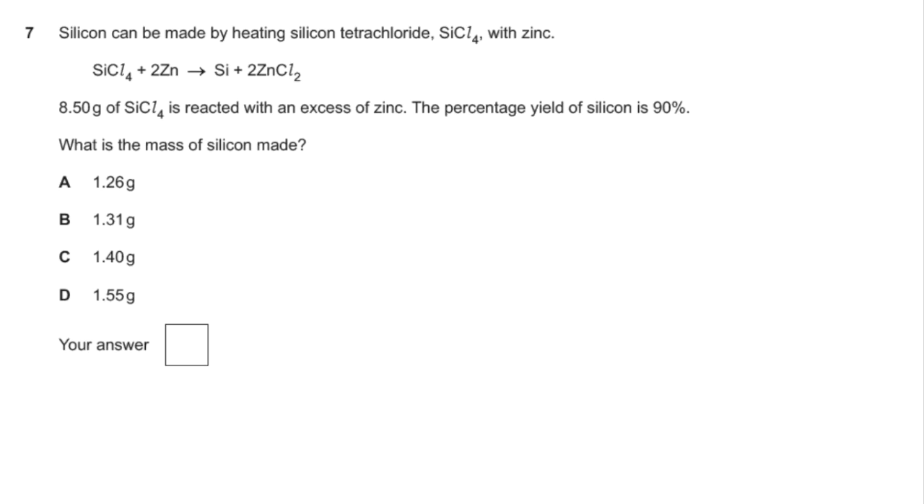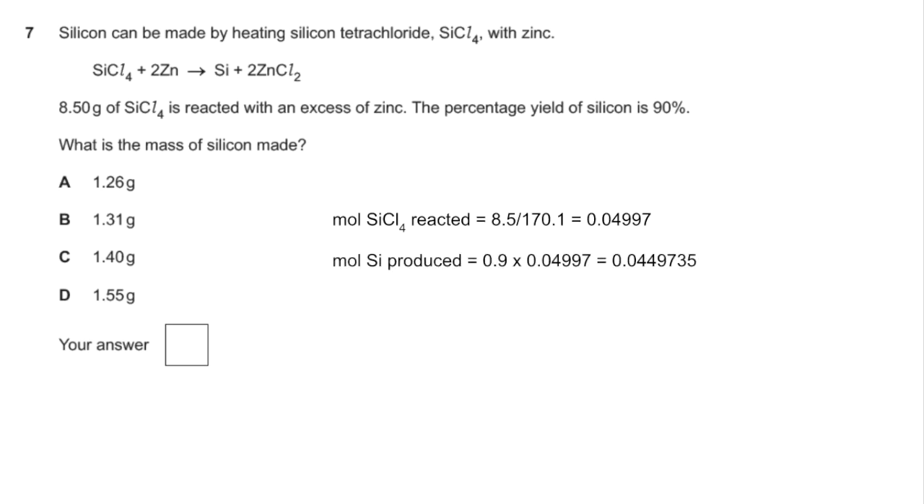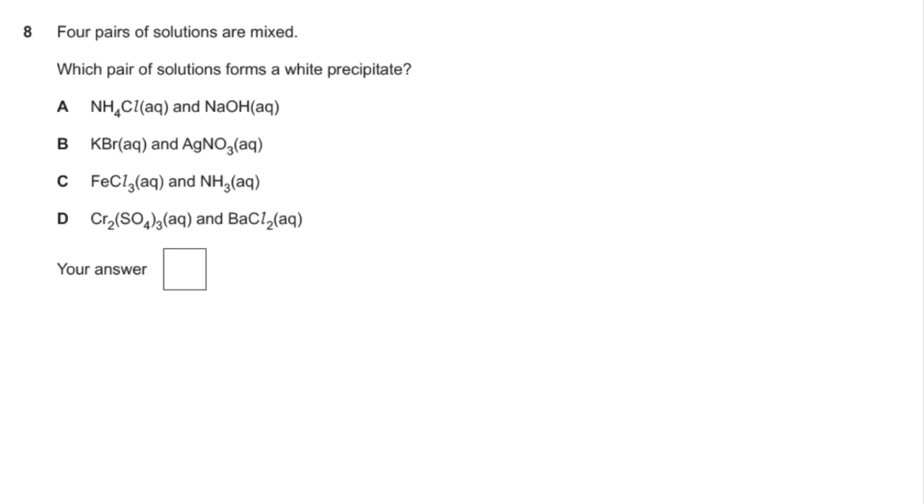So we're given the mass of silicon chloride and we're told it's reacting with an excess of zinc. The moles of silicon chloride reacted is mass over Mr. Therefore the moles of silicon produced, factoring in the percentage yield of 90%, is going to be 90% of those moles, and that's that many. So the mass of silicon produced is going to be those moles times the Mr, 1.26 grams, so it was A. Number 8.